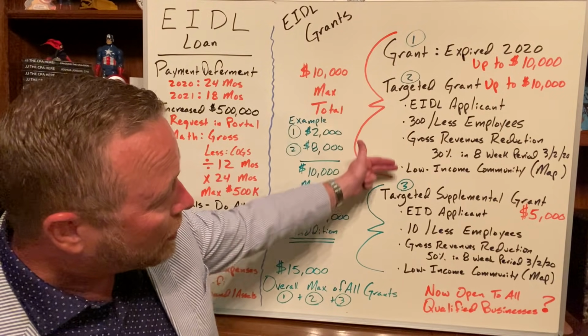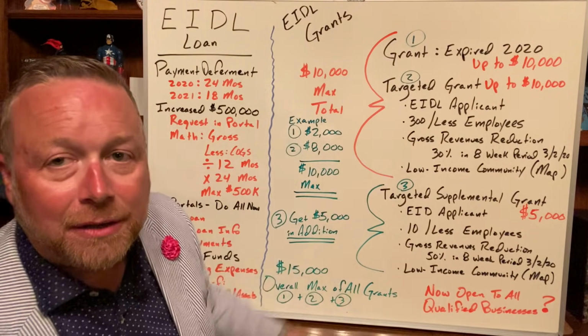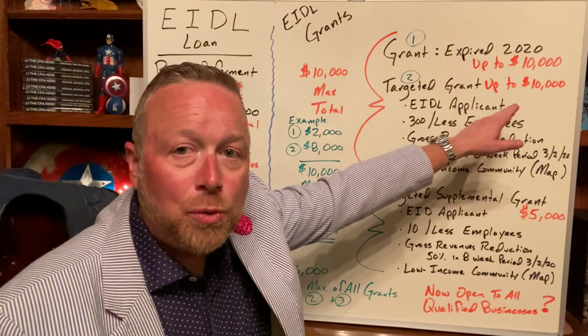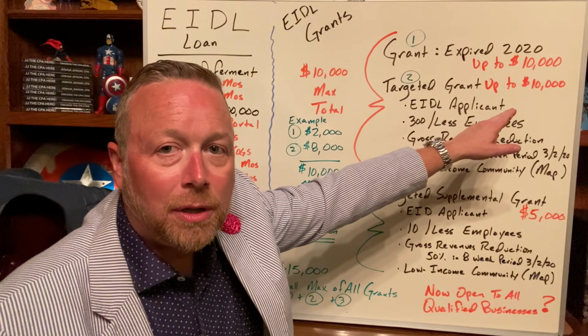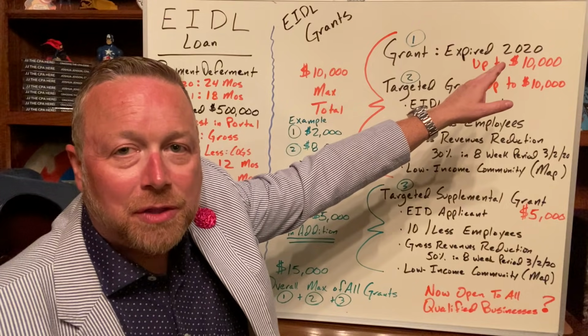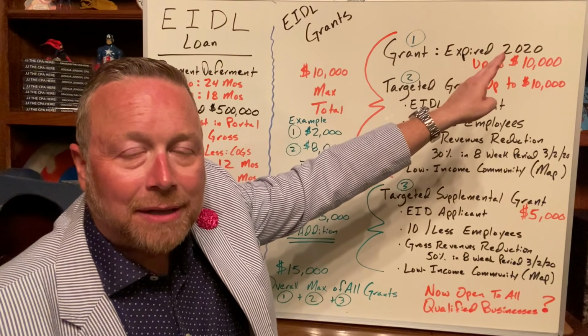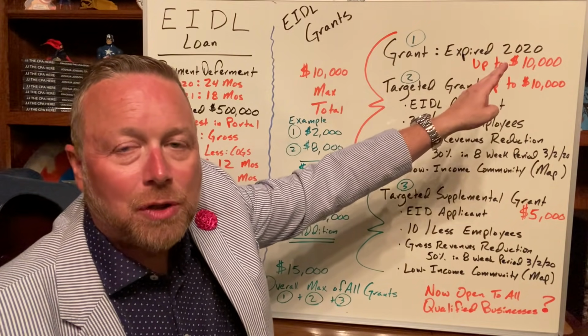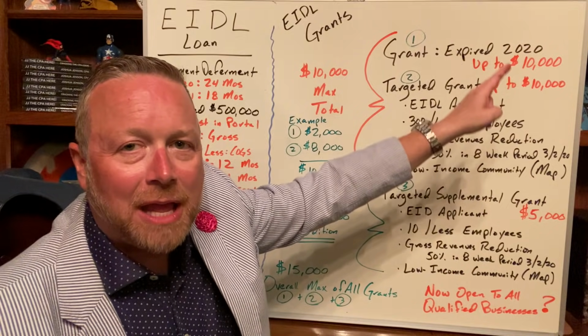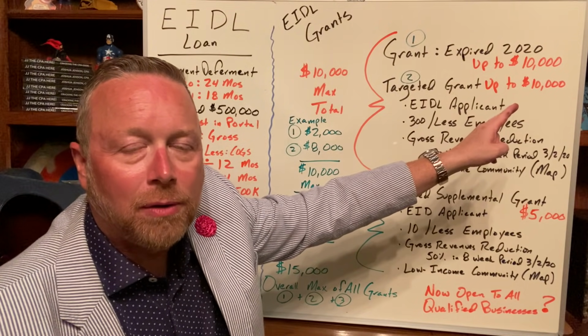But on the targeted grant, the thing to note is that it's up to $10,000, just the same as the original grant advance, up to $10,000. So why is this up to $10,000 and you've put it on both here?